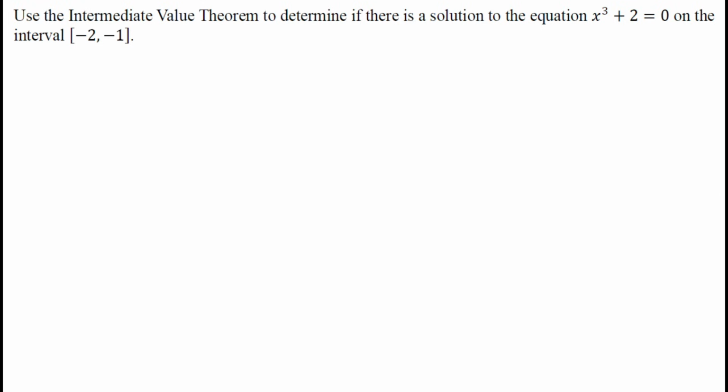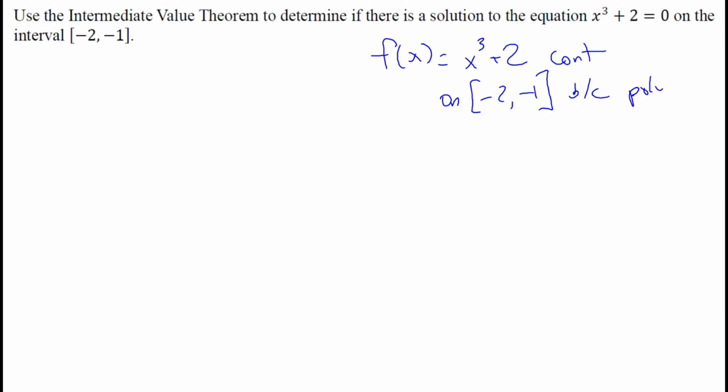For our next problem here, we're going to use the intermediate value theorem to determine if there's a solution to x cubed plus 2 equals 0 on the interval -2 to -1. So we'll start off by stating that our function, right, f of x, which is x cubed plus 2, is continuous on the interval from -2 to -1 because it's a polynomial. Right? And the fact that it's a polynomial is always an acceptable reason to state something's continuous, also to state that it's differentiable, but we don't need that for our limits and continuity stuff.